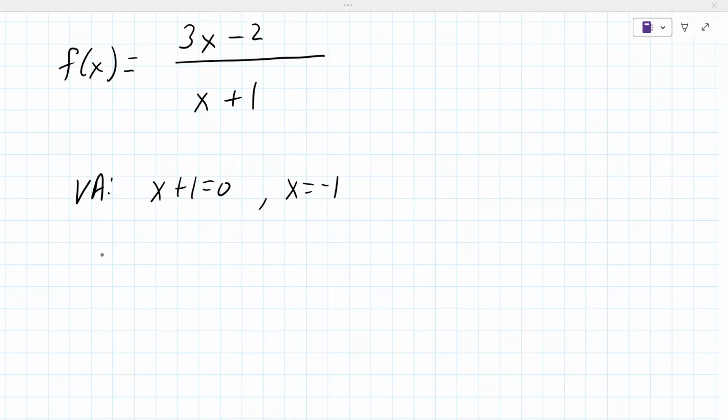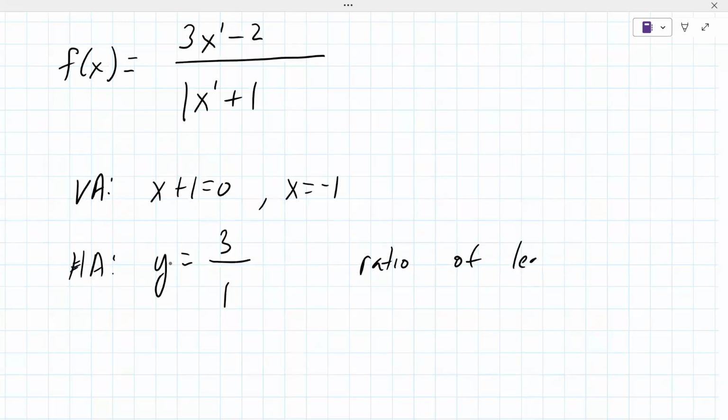Now, how about the horizontal asymptote? This is a little different. We didn't do one in this form, but the top and the bottom have the same degree. So do you remember how to do this? It's the ratio of the leading coefficients. 3/1. Okay.